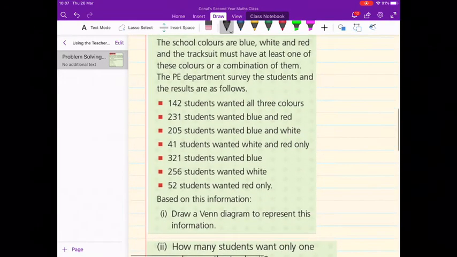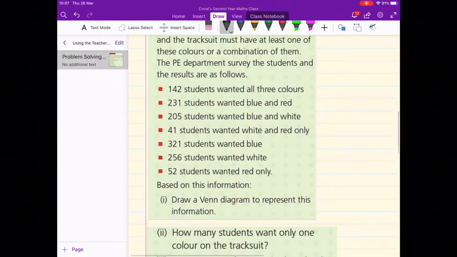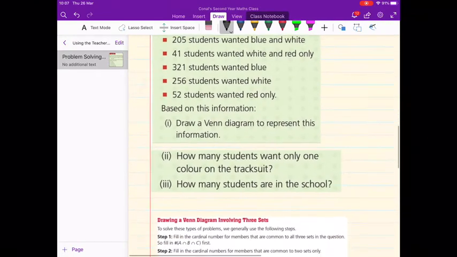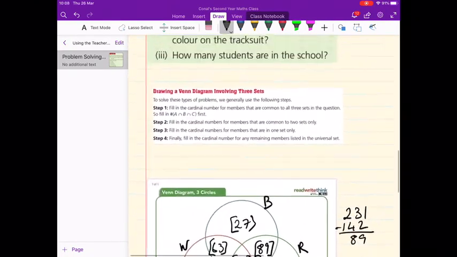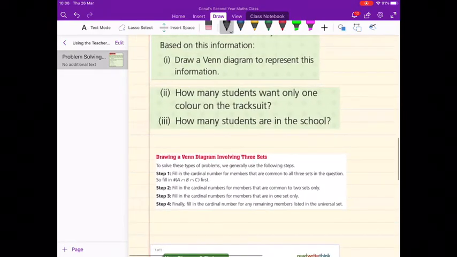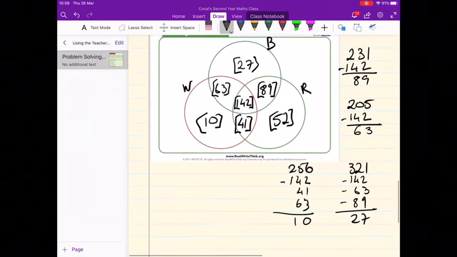Now, does the question say anything about students who didn't want any of the three colours? No, so there's going to be no one in the universal set outside our three sets. So draw a Venn diagram to represent this information. So we have that done.